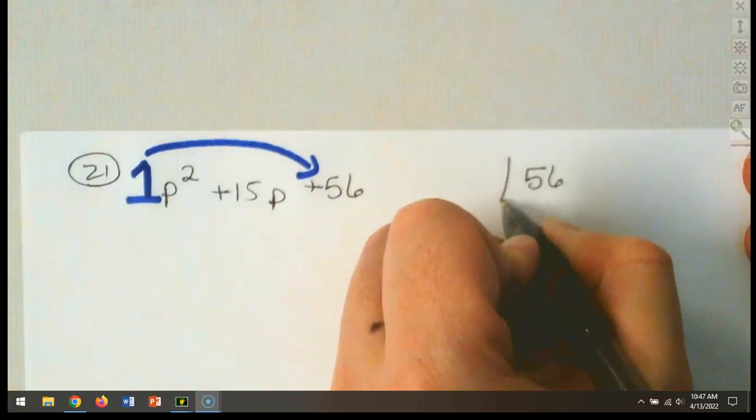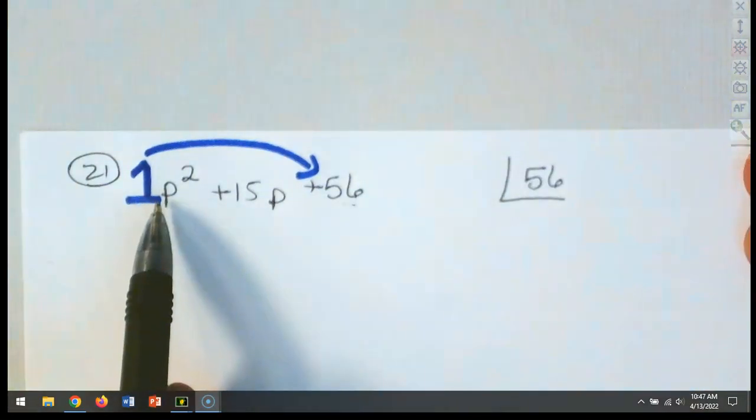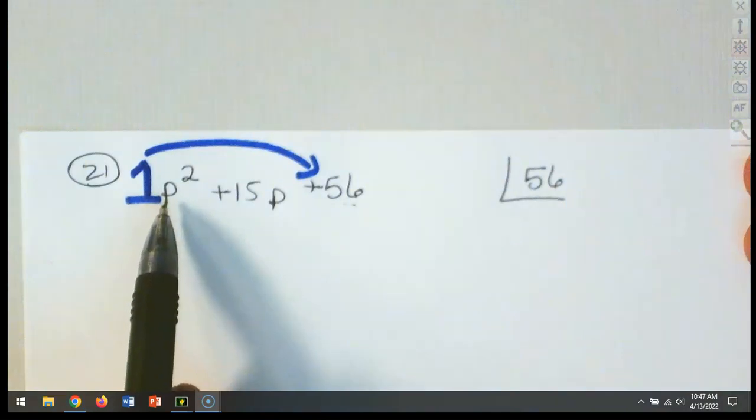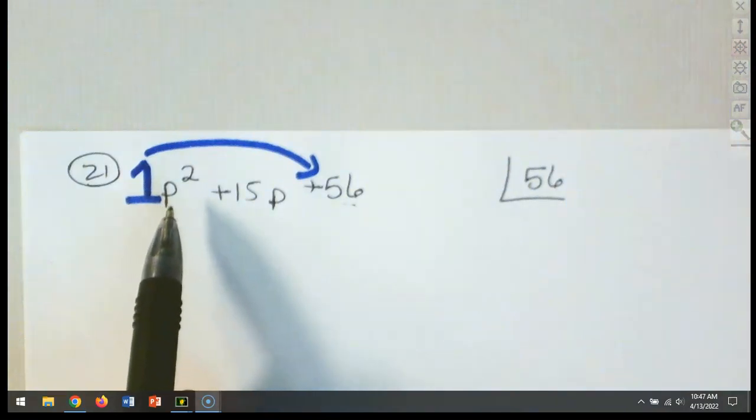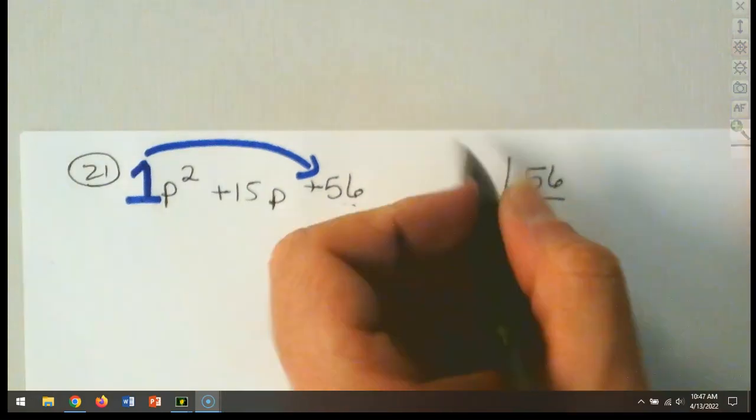And we always check first to make sure nothing comes out. Nothing comes out at the very beginning, right? If it did, we would take it out at the beginning. Nothing comes out, though. Always check that first. First times the last is a 56. Now, this 56 is positive.